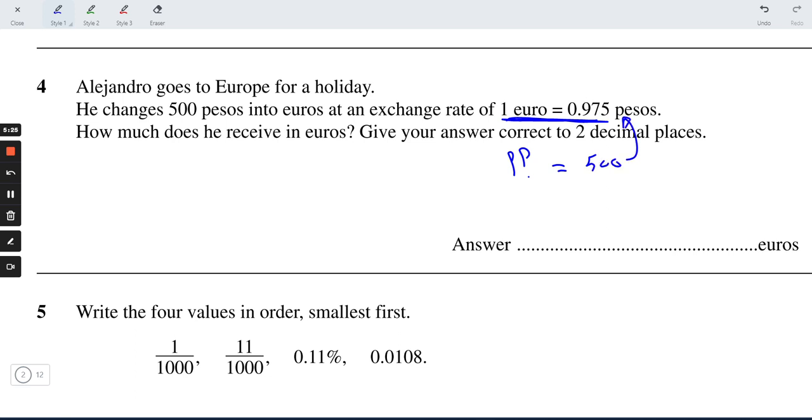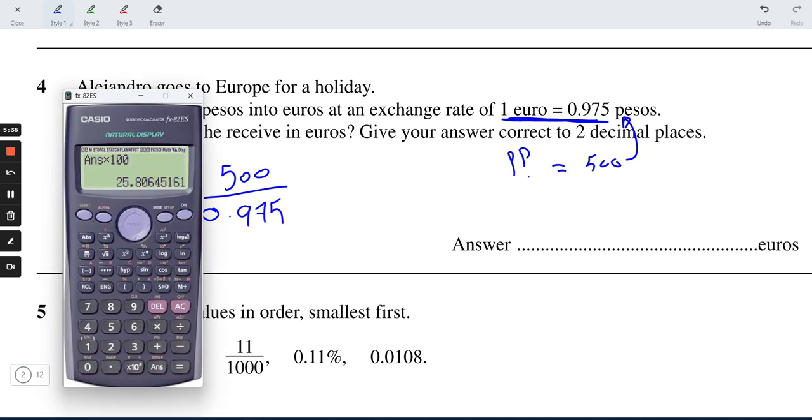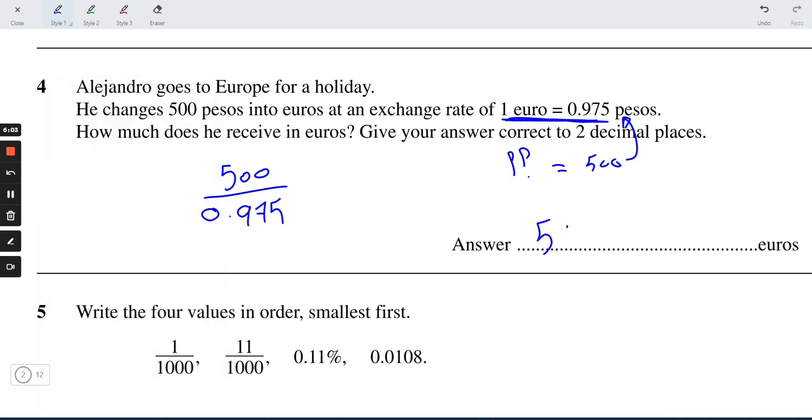So here you will divide 500 by 0.975. Use your calculator. It equals 512.8 to 2 decimal places. That means the second decimal place is 2, beside it is 0. 0 is less than 5, so you cannot add 1 to 2. So 512.82 euros.